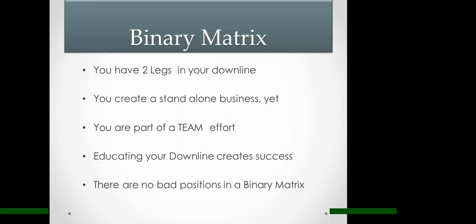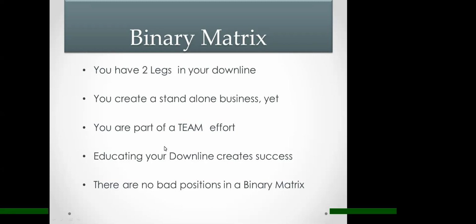Everybody starts out the same. So in the matrix, you have two legs in your downline. You create a standalone business. And in other multi-level companies where they go wide instead of deep, you can have 10 different organizations across your front line, or unlimited. And really when you're placed in one of those, you are kind of stranded on your own. You are running your own business. And what I really like about the binary system is that everybody starts helping each other. So you create a standalone business of your own, and yet you are part of a team effort, always. There's always going to be a team effort because you're building down, and you're building down to infinity.